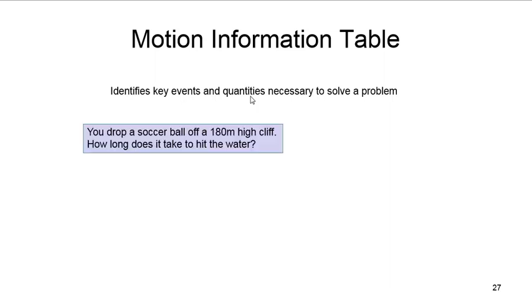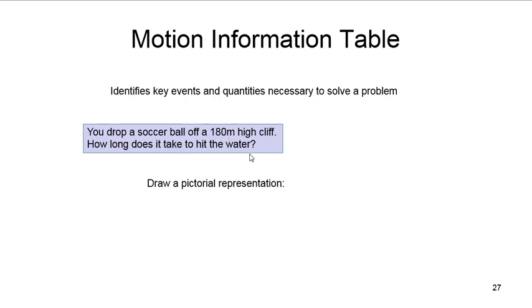So the point of it is to identify key events. We're going to talk a lot this semester about what an event is and the quantities. The quantities are the things that we measure: the position, the velocity, acceleration, things like that. So let's look at a sample problem. You drop a soccer ball off a 180-meter high cliff. How long does it take to hit the water?